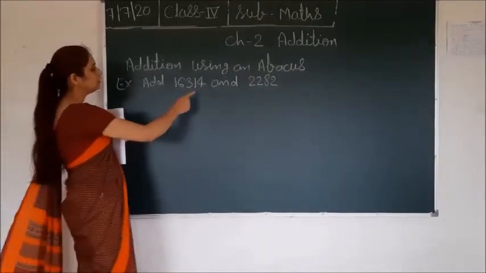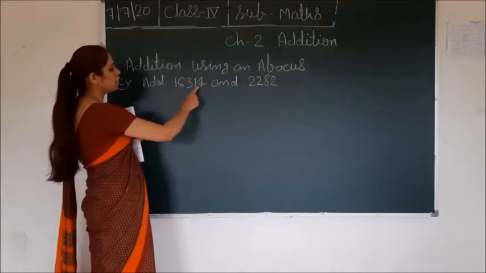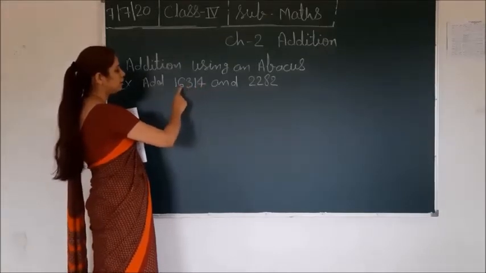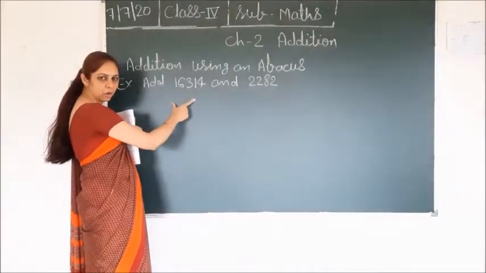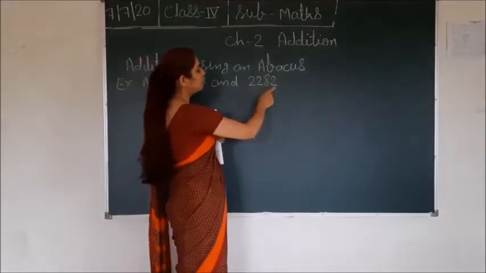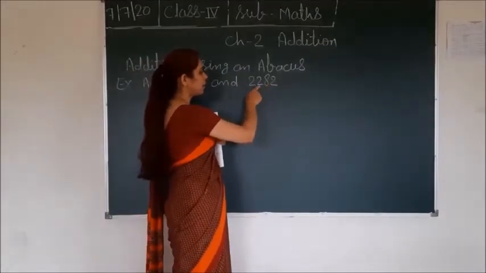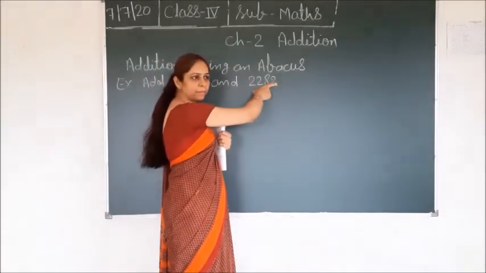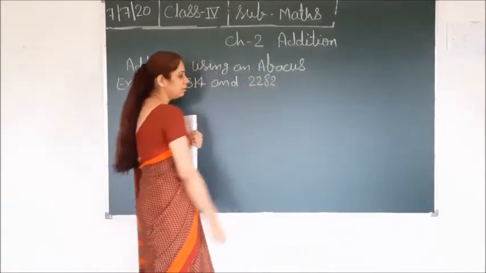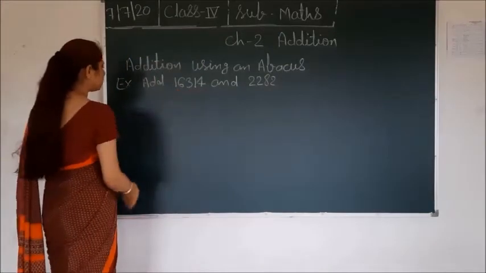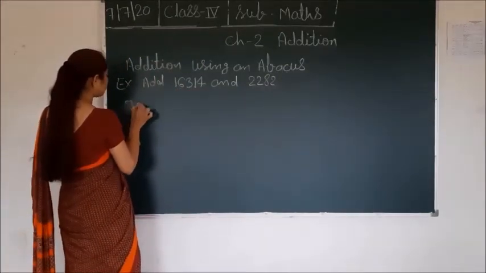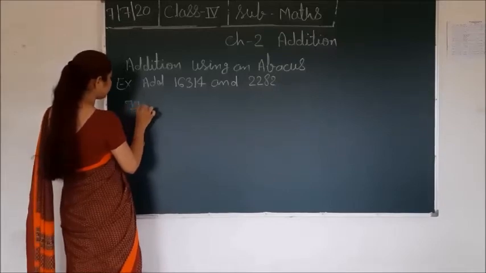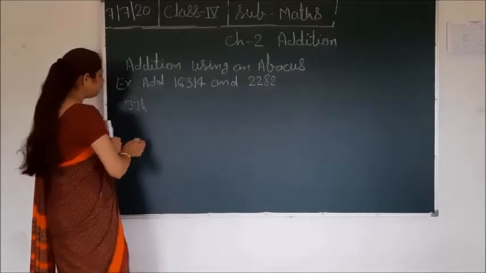Look here. This is the place of ones, tens, hundred, thousand, and 10,000. Here is the place of 10,000. Here ones, tens, hundred, and thousand. Here is the place of only thousand. Therefore, first we write this number. For this write 10,000. The place of 10,000 means TTH.